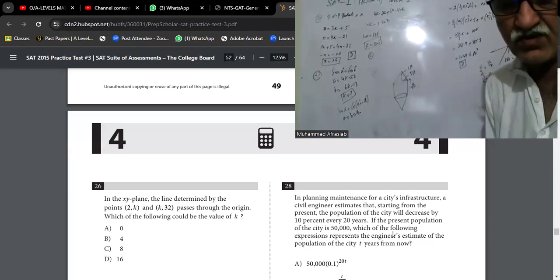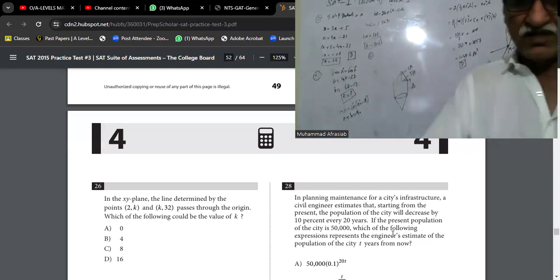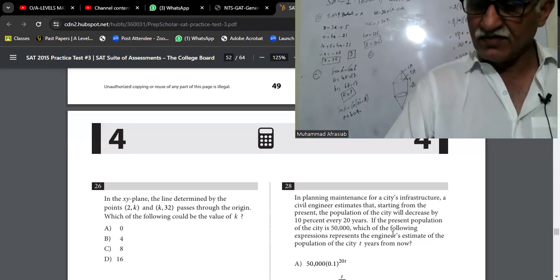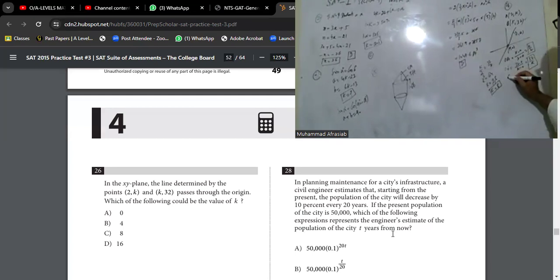Which of the following could be the value of K? A positive value of K is required because it is shown as positive there. So the K value is equal to plus 8, and that is the answer of this question. C is the answer of this question number 26.